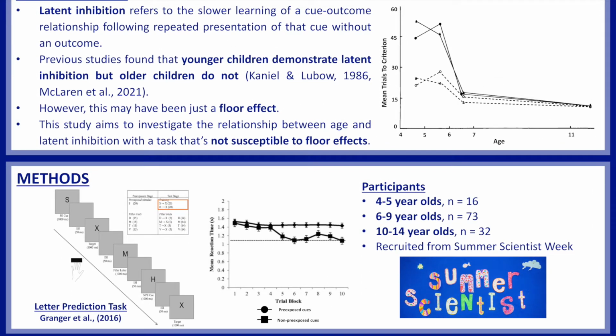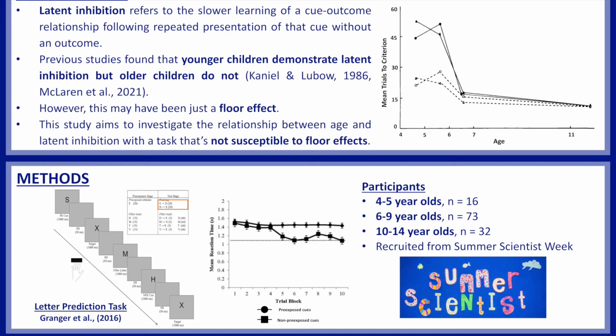This task begins with a pre-exposure stage where participants were presented with a series of letters and were asked to say them out loud. At test, participants were presented with a series of letters again, but this time were told to press the spacebar whenever they saw X or think X will appear.